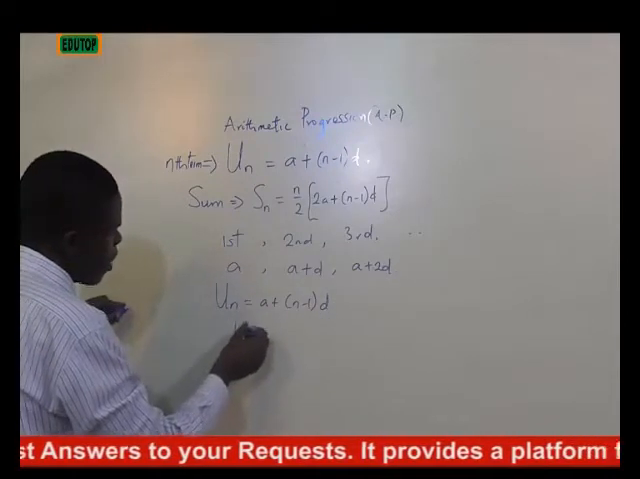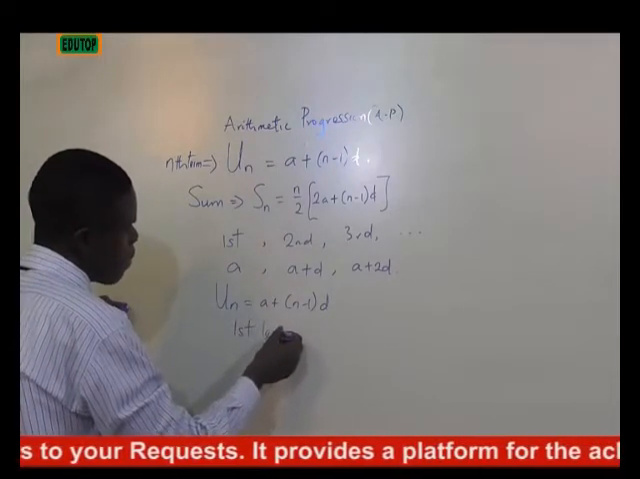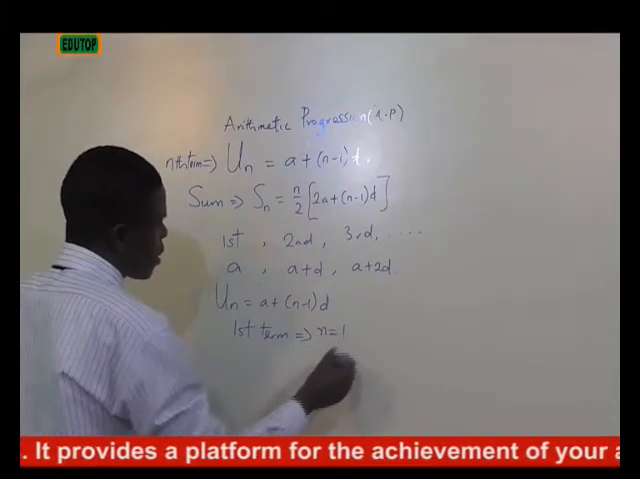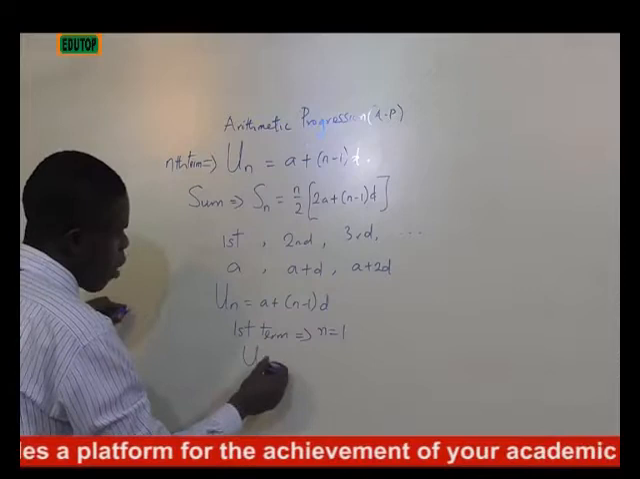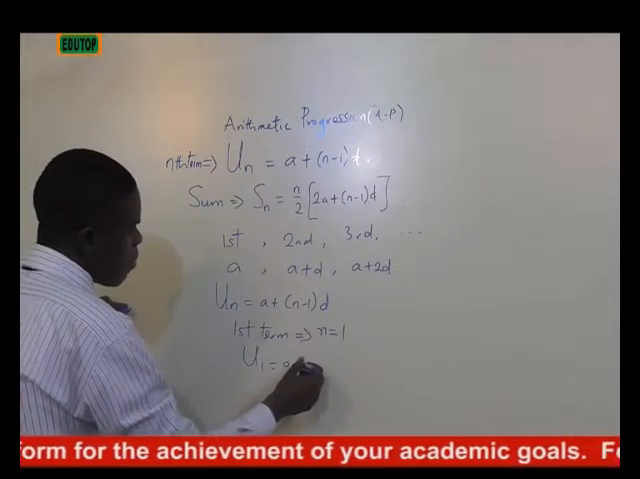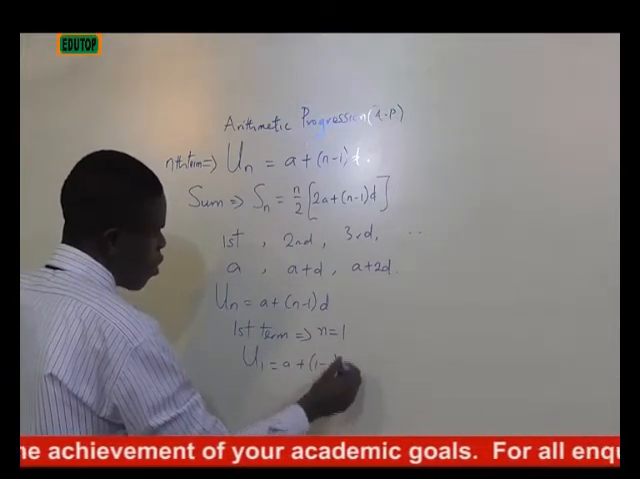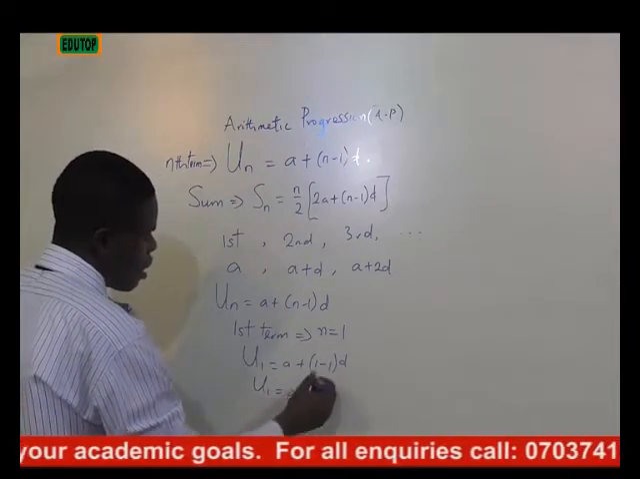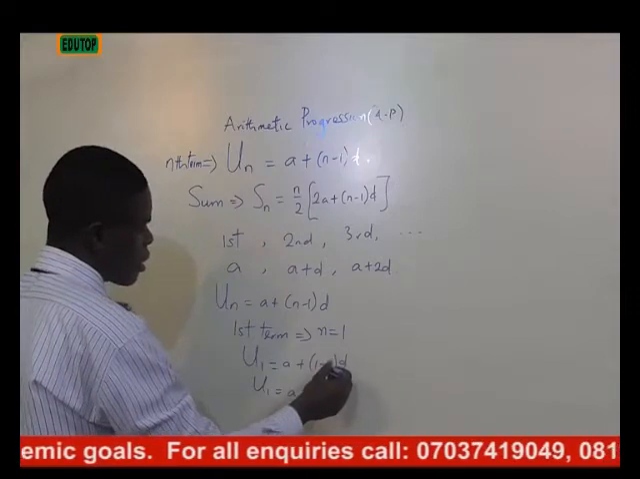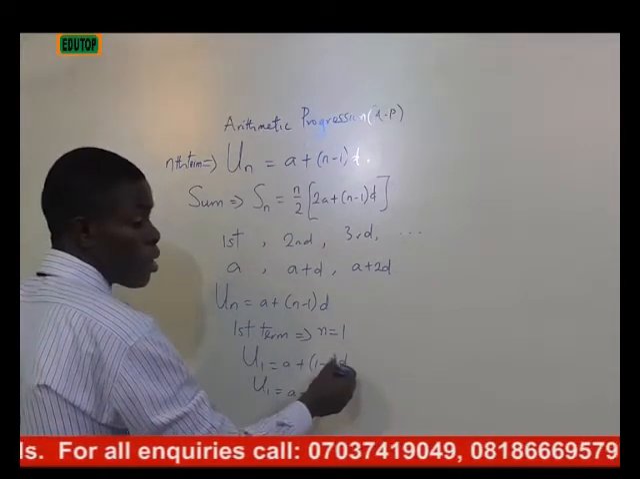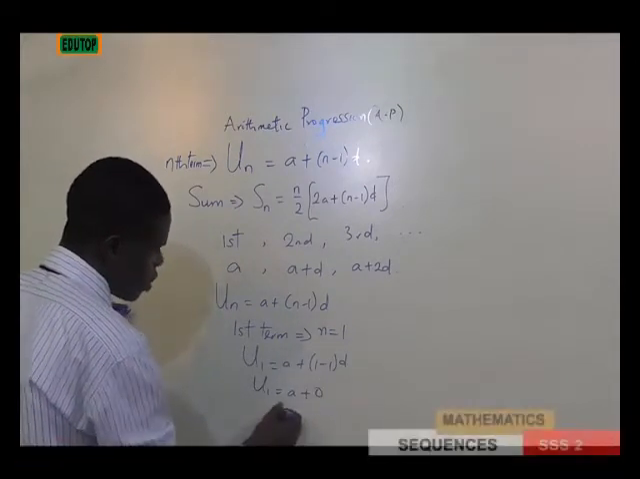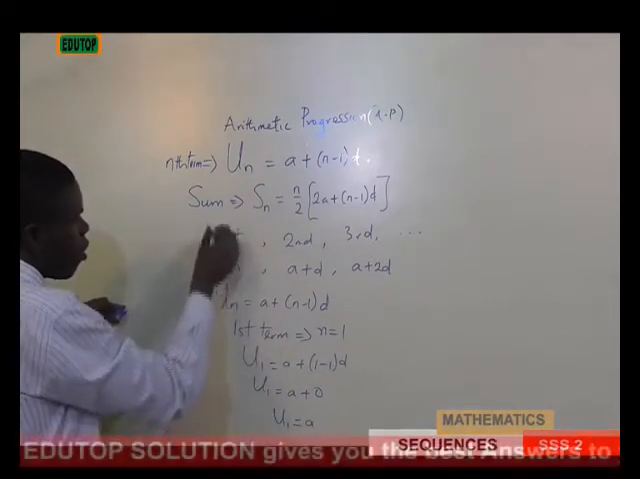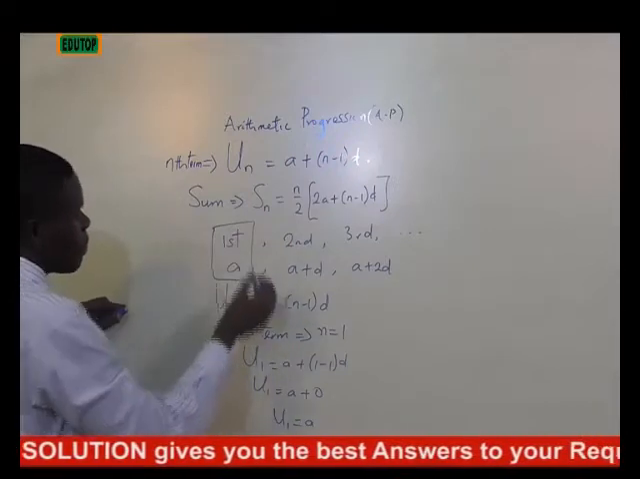Here, when we are talking about the first term, that implies that your n is 1. So when n is 1, your U1 will now be A plus (1 minus 1)D. And U1 will be A plus 1 minus 1, that is 0, times D, which is 0. So therefore your U1 will be A, and that is what accounts for the first term.